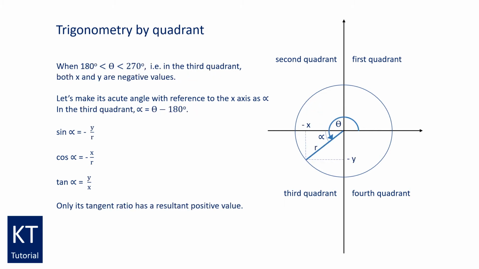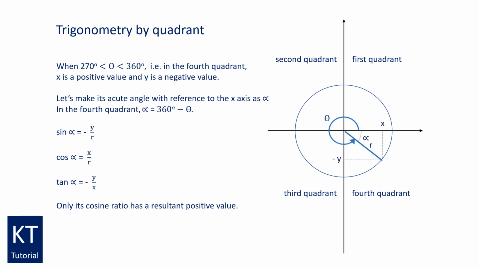As theta gets to between 180 and 270 degrees, which is in the third quadrant, both its x and y are negative values. Again, with alpha being the acute angle with reference to the x-axis, in the third quadrant, alpha is equal to theta minus 180 degrees. Here, its sine alpha is minus y over r, its cos alpha is minus x over r, and its tangent alpha is positive y over x. In the third quadrant, only its tangent ratio has a resultant positive value.